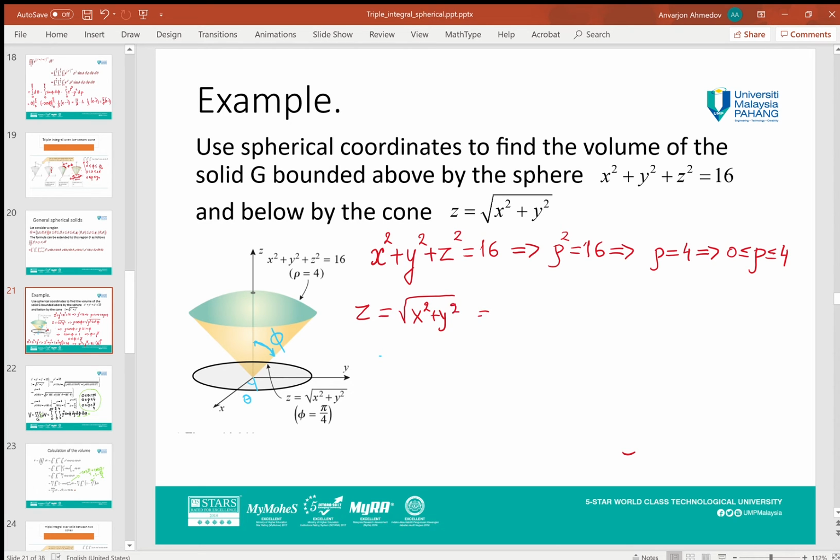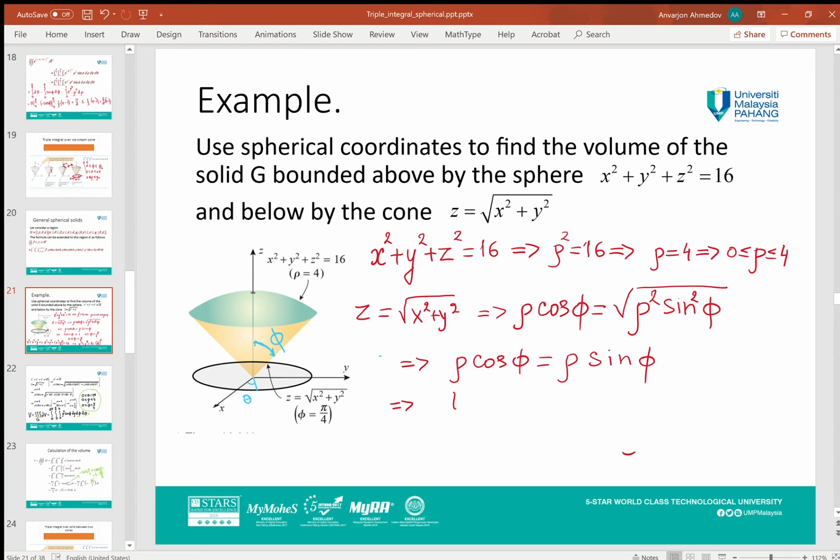Next, we calculate the cone to find the relation for phi. z is rho cosine phi, and x squared plus y squared is rho squared sine squared phi. We take the root and we solve the equation. We cancel by rho, assuming that rho is positive. Then we get tangent phi is 1. So phi is pi over 4.